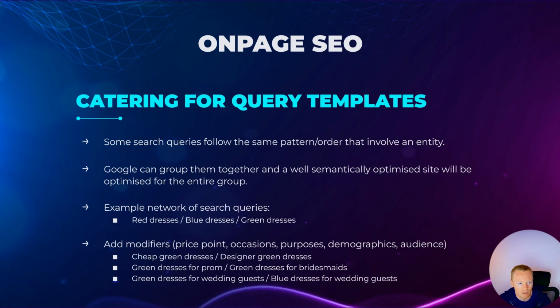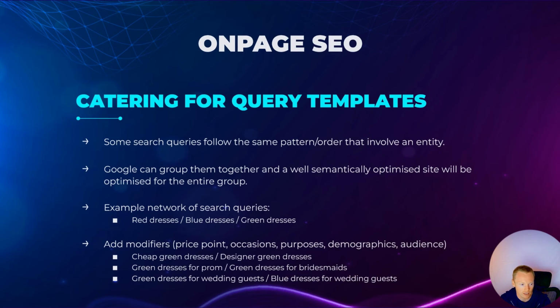So here's an example network of search queries. We've got red dresses, blue dresses, green dresses. So it's the dress entity with the color attribute modifier in there. We can obviously add more modifiers like the price point, occasions, purposes, demographics, audience, etc. So cheap green dresses, designer green dresses, that's the price point. Green dresses for prom, green dresses for bridesmaids, going into the occasions and demographic there. Green dresses for wedding guests, or blue dresses for wedding guests. So you can see how Google groups these keywords together as being semantically tightly related.